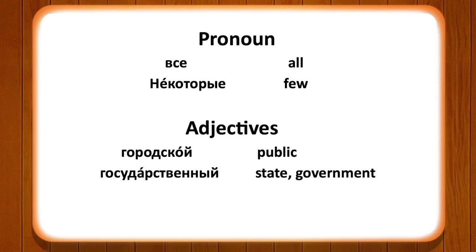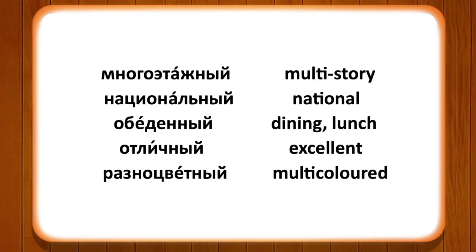Now let's pay attention to the adjectives. Городской. Городской means public. Государственный means state or governmental. Многоэтажный means multi-story. Национальный means national. Обеденный means dining, lunch. Отличный means excellent.